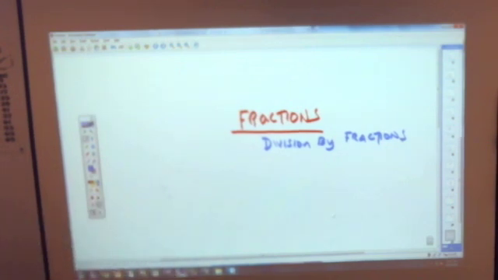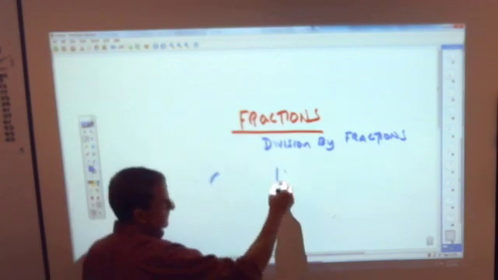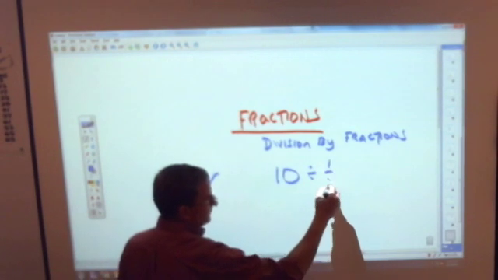And this is always where I like to pause and reflect and see if I can get you to go home and fool your parents. Because if I asked you what 10 divided by 1/2 is, see, and that's why you'll fool your parents. Let's take a look. What is 10 divided by 1/2?